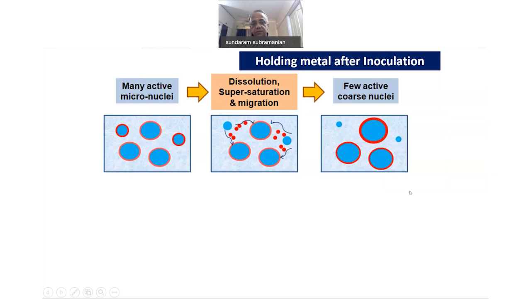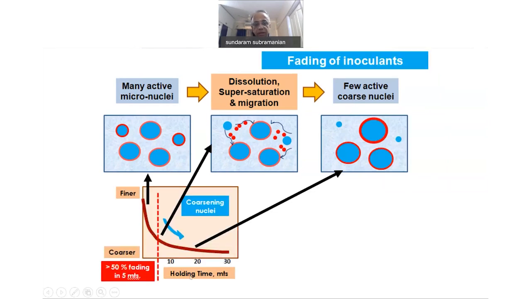Now, what is this? If you look at holding time, you see the finer nuclei get coarser and coarser as the holding time increases. And you'll see about 50% of this change, called fading, happens within the first 5 minutes after the nucleant is added. That means after the first inoculation.